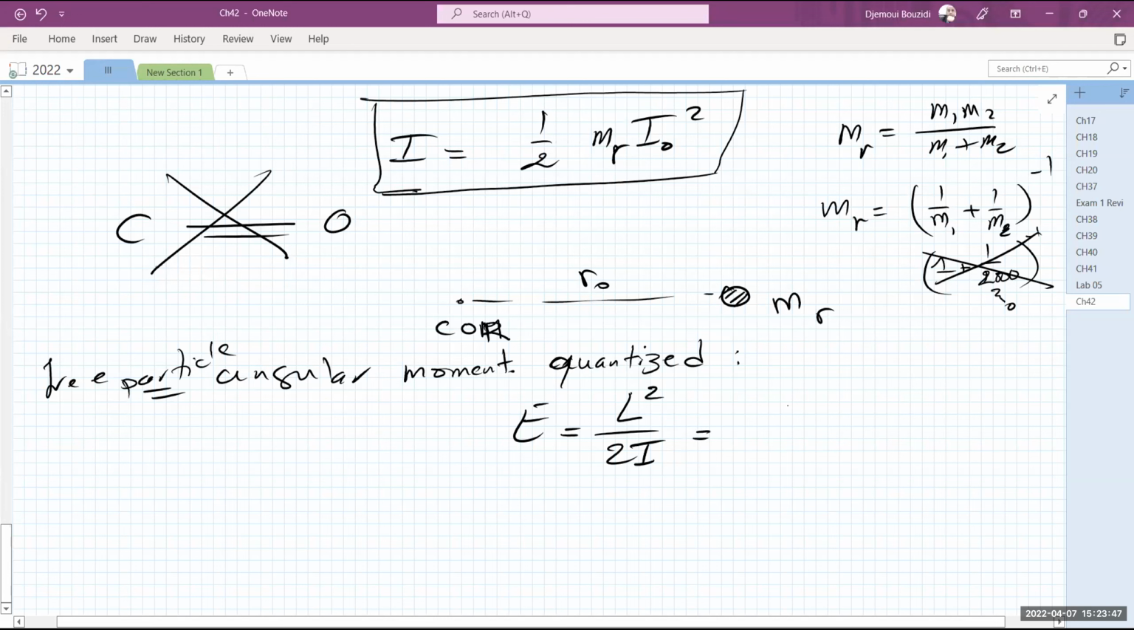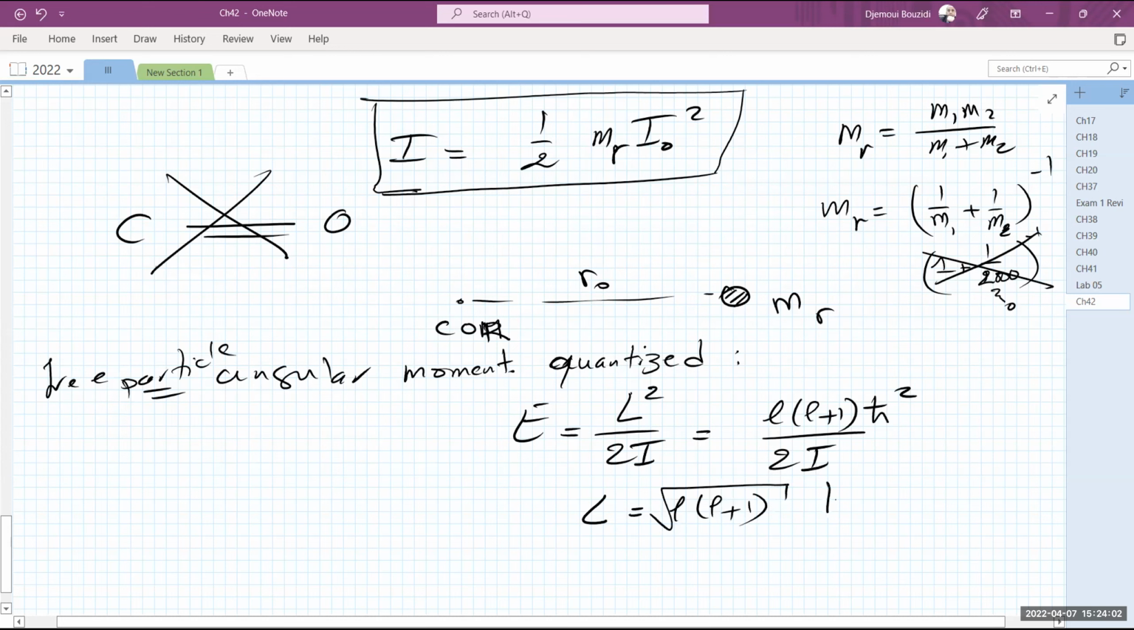So the energy at the end is going to be l times l plus 1 times h bar squared divided by 2I, because the magnitude of L is the square root of l times l plus 1 times h bar. So that is the expression that we end up with in this case, where I is that value that we have in there. So the energy levels, if I have a diatomic molecule and it is excited, it's going to rotate. And it's basically the quantized energy level.